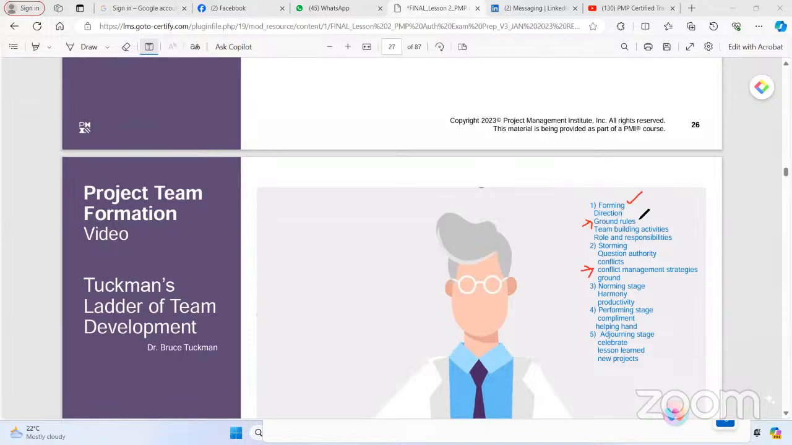So when the people do not know anything about the project, it could be the forming stage. When the people fight with each other or conflicts happen, this could be the storming stage. And when people start to get along with each other, this could be the norming stage. And when people complement each other, it could be the performing stage. And then when people leave each other, it could be the adjourning stage. So this is important from the PMP exam perspective.